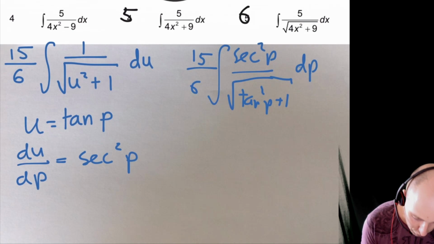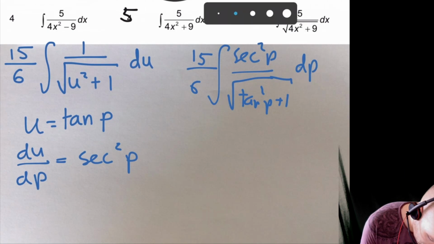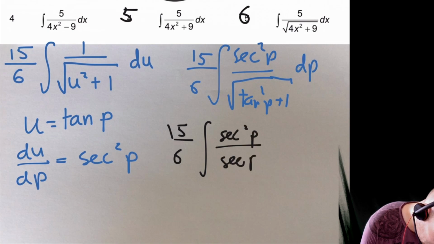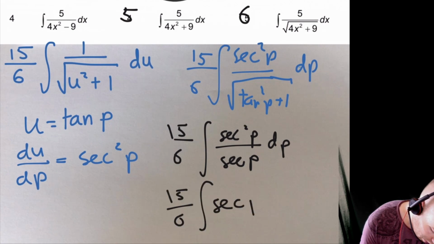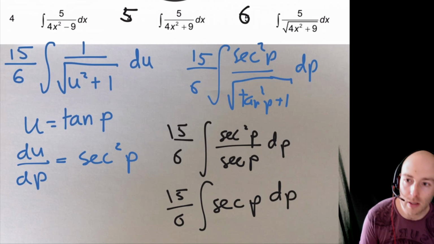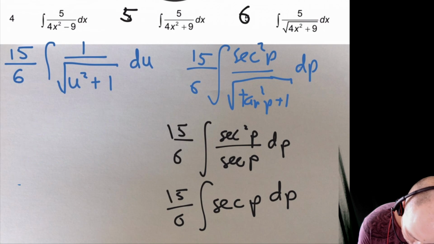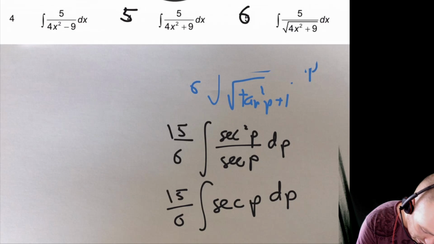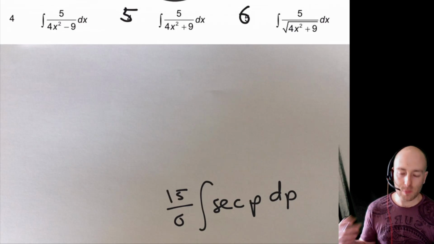Okay, so as we saw before, tan squared plus 1 is sec squared. This is going to turn into the integral of 15 over 6 sec squared p over sec p, which is going to turn into 15 over 6 integral sec p dp. So make some space. Now, integral of sec is in the formula book.